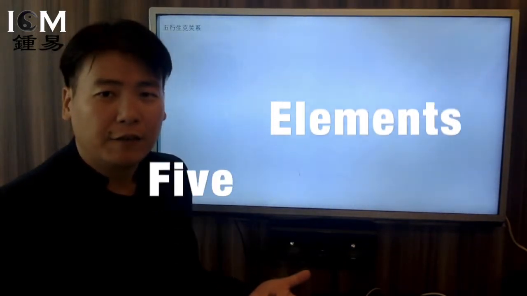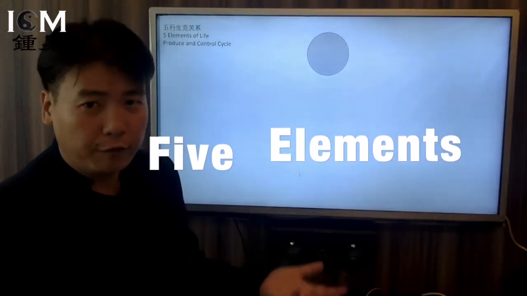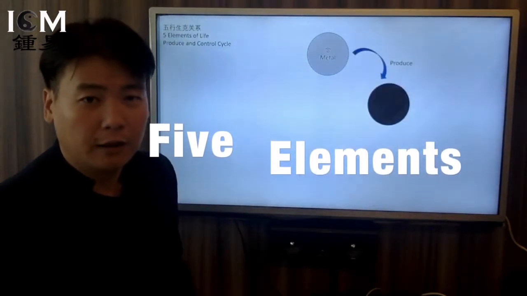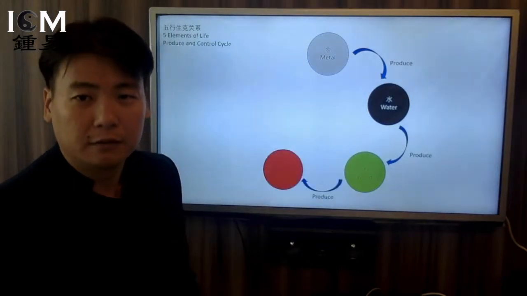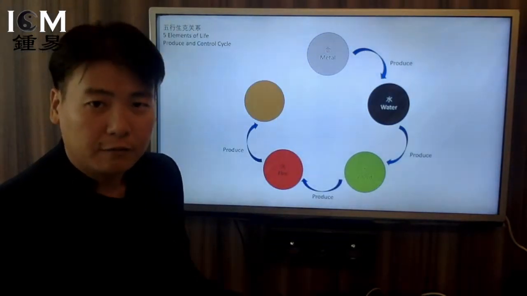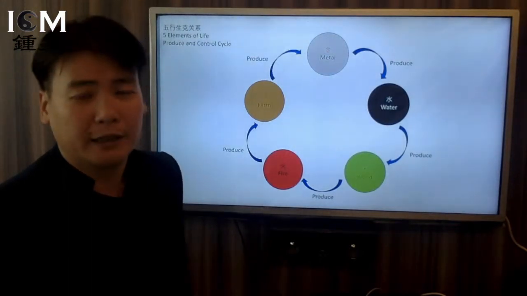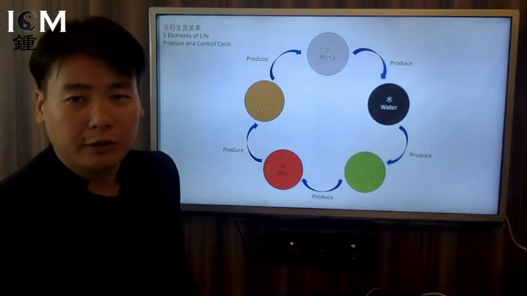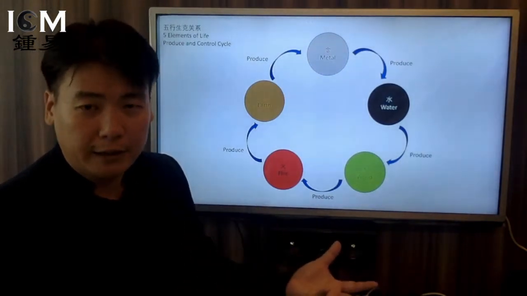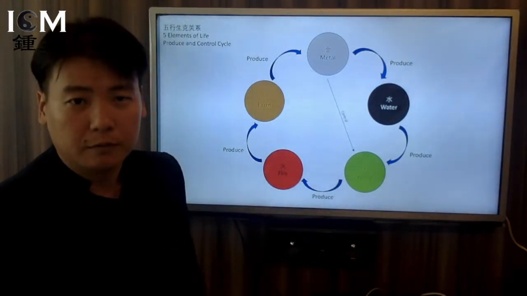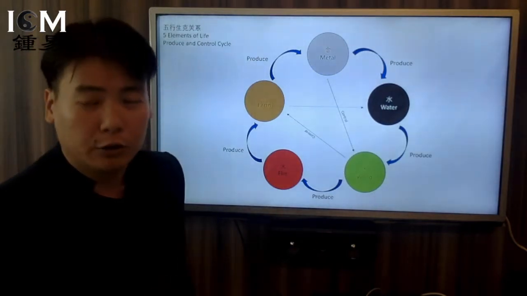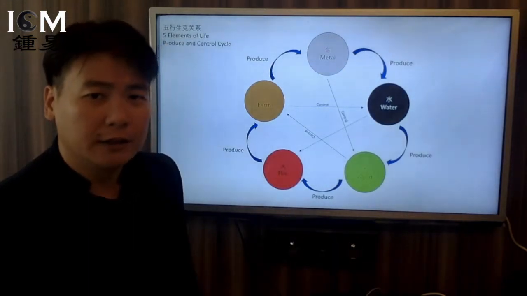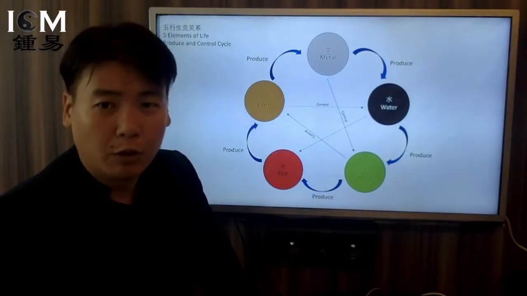And what else do you need to understand about Bazi? You need to understand the 5 elements produce and control cycle, which comes with metal, which produces water, and water produces wood, and wood produces fire, and fire produces earth. And the last one, of course, you all should know, earth produces metal. This is the produce cycle. The next thing that you need to understand about the 5 elements is the control cycle. Metal controls wood, and wood controls earth. Earth controls water, and water controls fire. As long as you understand all this, you basically have already stepped into the world of Bazi.